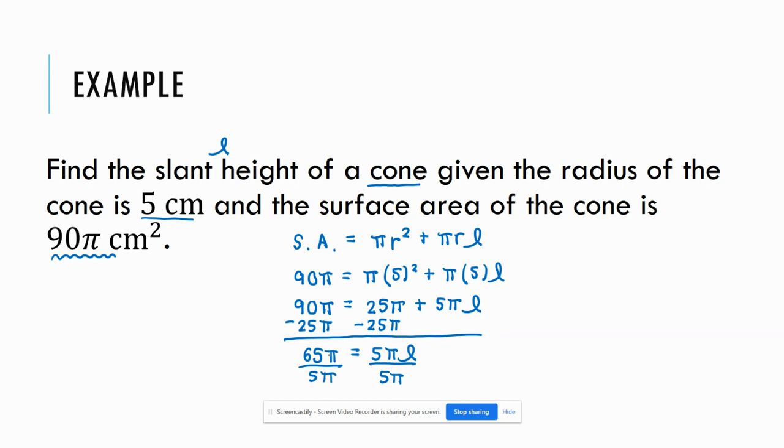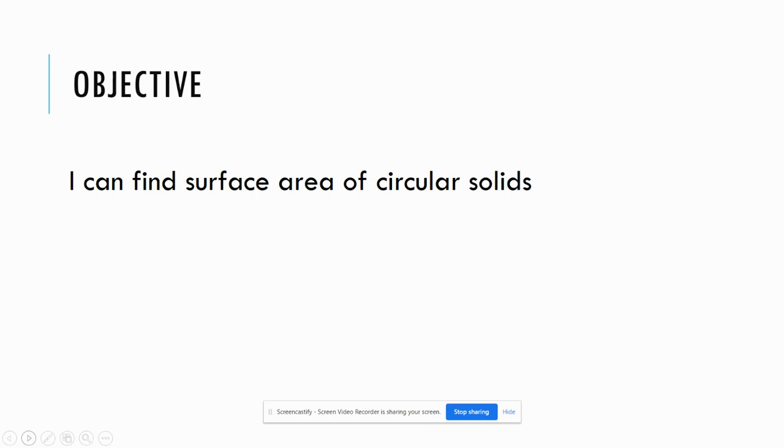Hopefully we're okay with the pi's canceling. And so that's going to give us 65 divided by 5, which is 13, and that will be the slant height. Notice that we have units. They are centimeters. I'm not finding area, so I do not want to square those units. And that's us finding surface area.